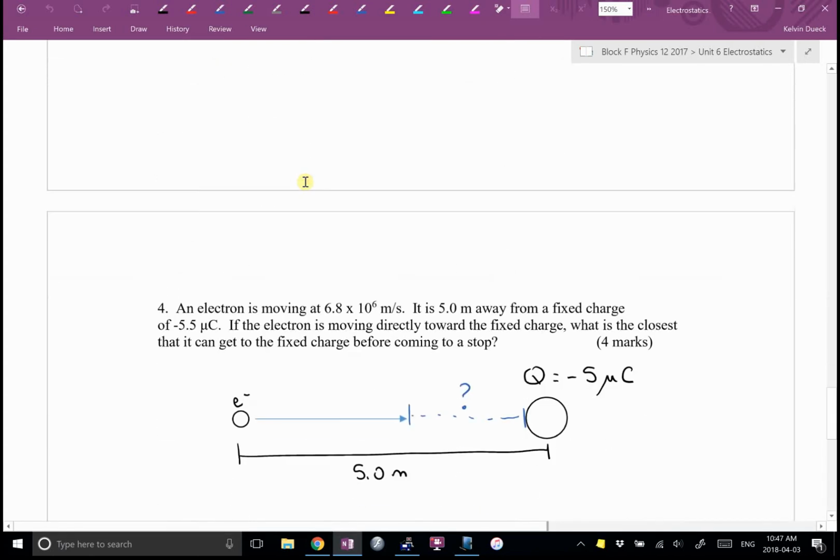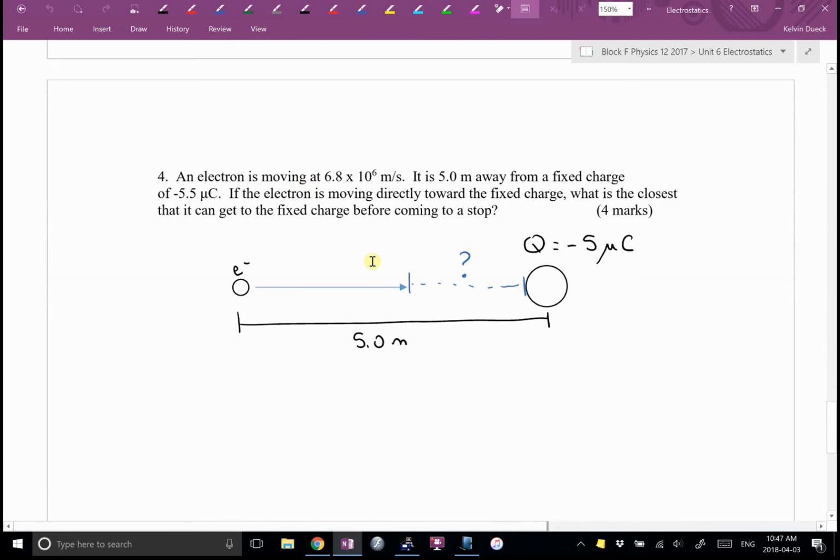I need to talk about number 4 because it's a typo. In number 4, in the question, how big is the charge right there? In the question, how big did I tell you the charge was in the text? -5.5. And in the diagram? -5. So can you do me a favor? Can you add a 0.5 to the diagram? It is negative 5.5. Sorry, I was writing in a hurry.